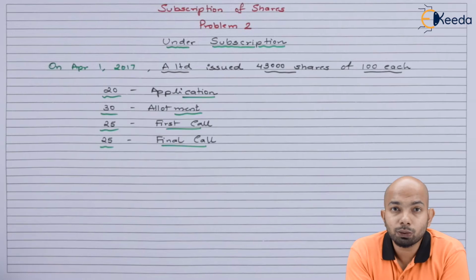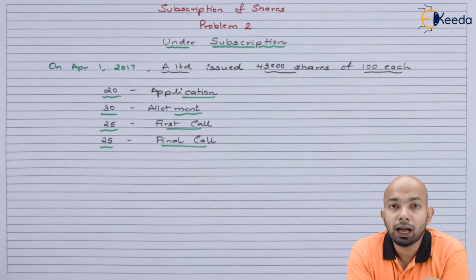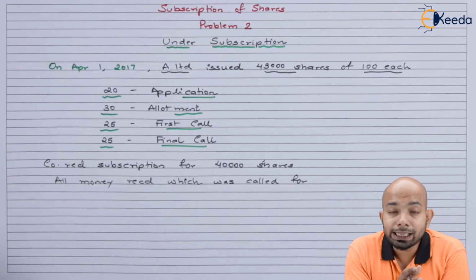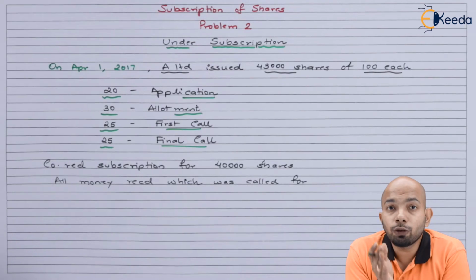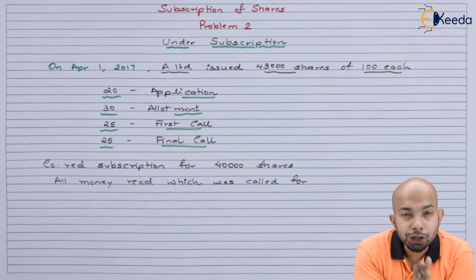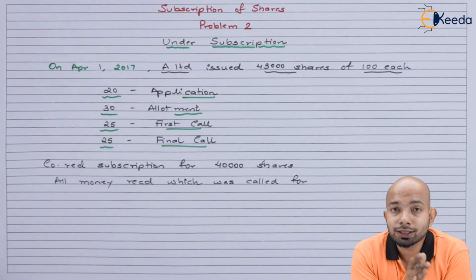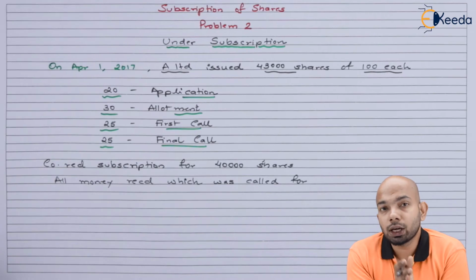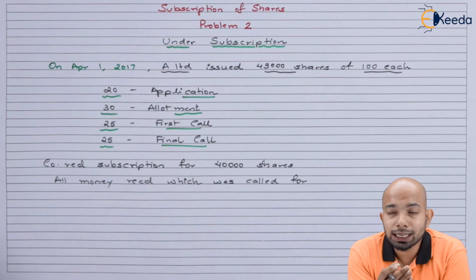regarding how many subscriptions we have received here. So now the company has stated that they've received subscription for 40,000 shares. Issue was done for 43,000 shares. Subscription received for 40,000 shares only. That means 3,000 shares are still not subscribed here.